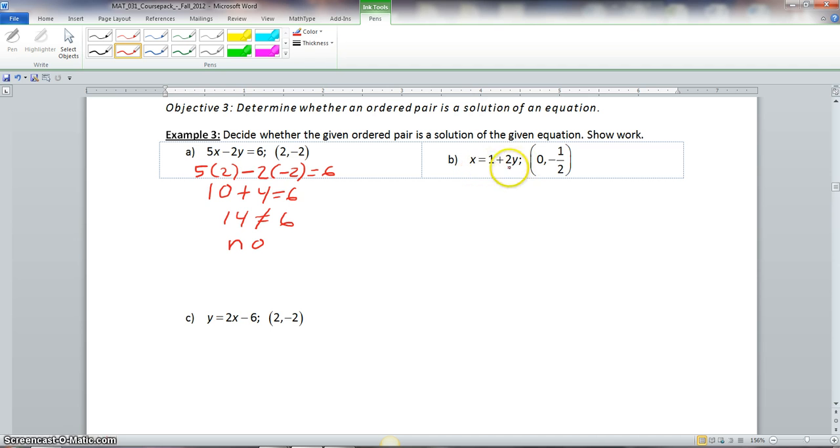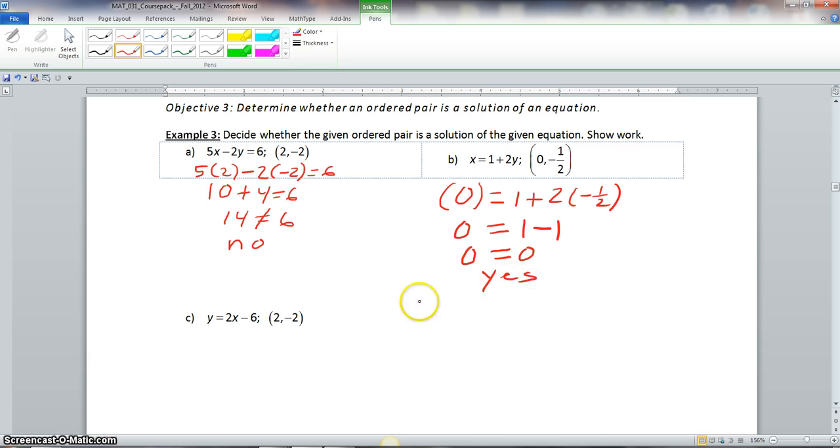Now we go to this second equation here. This time x is 0. We'll substitute in 0 for x, and y is a -1/2. We will substitute that in. So we have 0 is equal to 1, and then we have a +2 times a -1/2, which will give you a -1. And 0 equals 0, so your answer is yes. Now we go down here to C.